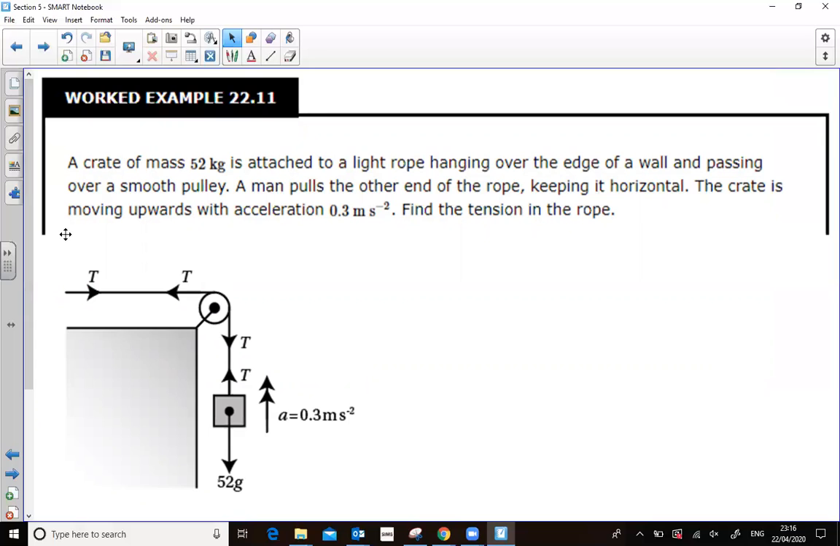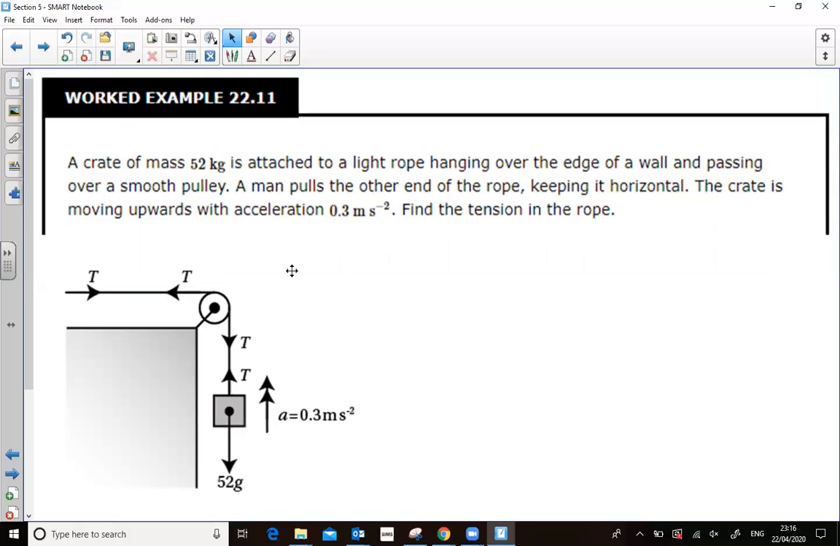In this question, it says a crate of mass 52 kilograms is attached to a light rope hanging over the edge of a wall and passing over a smooth pulley. A man pulls the other end of the rope, keeping it horizontal. The crate is moving upwards with acceleration of 0.3 meters per second squared by the tension in the rope.